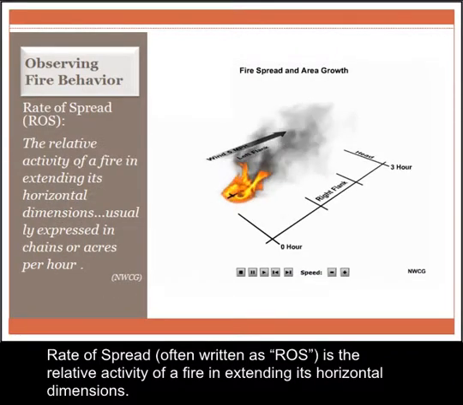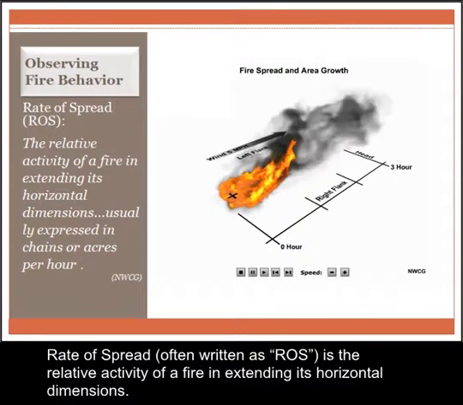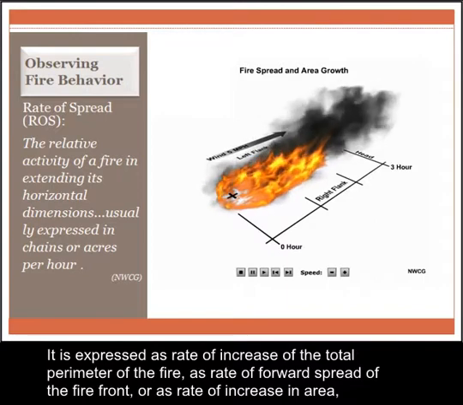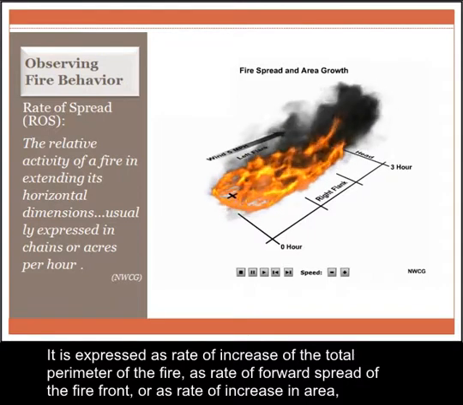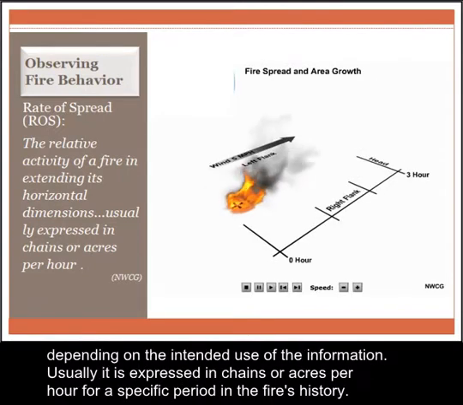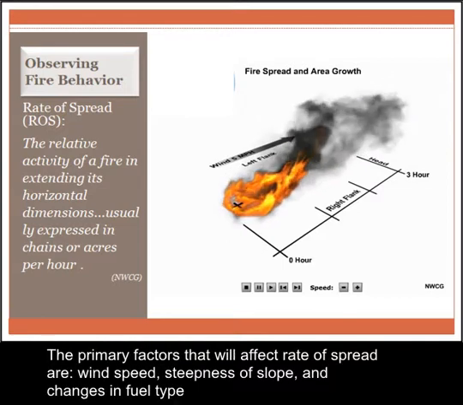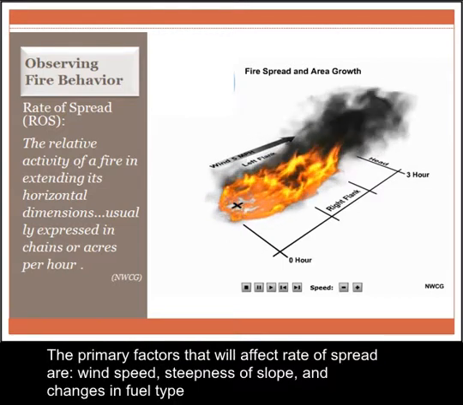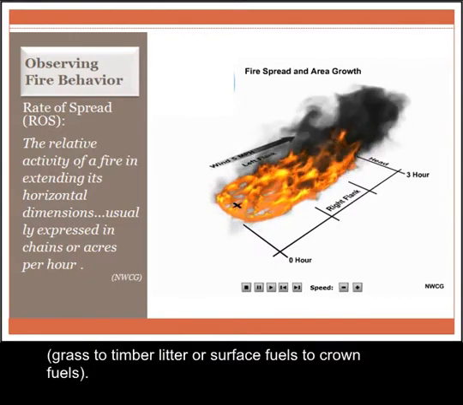Rate of spread, often written as ROS, is the relative activity of a fire in extending its horizontal dimensions. It is expressed as rate of increase of the total perimeter of the fire, as rate of forward spread of the fire front, or as rate of increase in area, depending on the intended use of the information. Usually it is expressed in chains or acres per hour for a specific period in the fire's history. The primary factors that will affect rate of spread are wind speed, steepness of slope, and changes in fuel type, grass to timber litter or surface fuels to crown fuels.